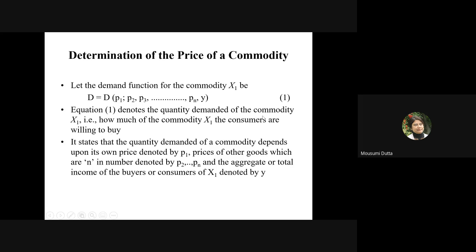Equation 1 denotes the quantity demanded of the commodity X1. That is how much of the commodity X1 the consumers are willing to buy. So D is giving that. It states that the quantity demanded of a commodity depends upon its own price, denoted by P1, the prices of other goods, which are n minus 1 in number (total goods are n), so P2 to Pn, and the aggregate or total income of the buyers or consumers of X1, denoted by Y. We are talking about the market demand, so Y is the aggregate income.